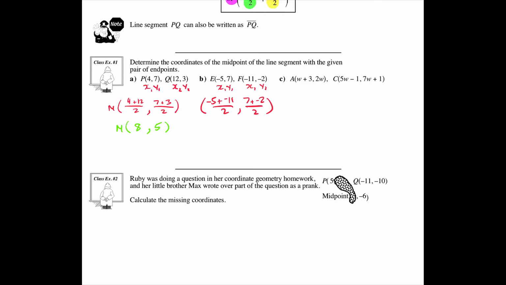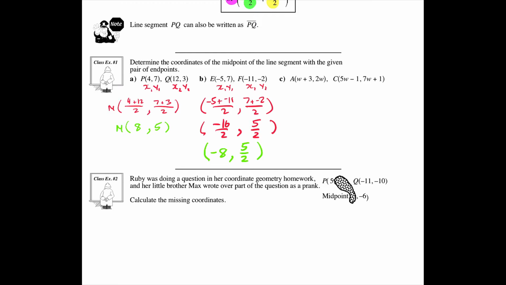Okay, now if we do the math up top, I'm going to add one more step here for you. We're going to get negative 5 plus negative 11 is negative 16 divided by 2, and we're going to get 7 plus negative 2, which is going to be 5 divided by 2. Now, at this point, we want to look to simplify things. So you can see that in the first point, which is the x midpoint, negative 16 divided by 2 can be simplified to negative 8. And 5 divided by 2 cannot be simplified, so we would leave that as 5 divided by 2.